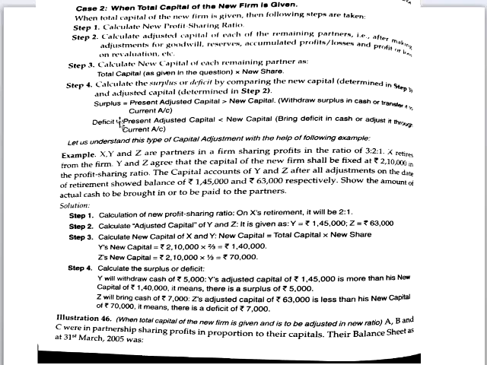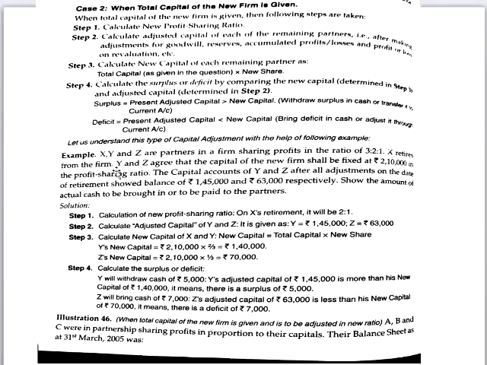So these are the steps you have to follow. Step 1, calculate the new ratio. Step 2, find out the adjusted capital. Step 3, distribute the new capital among the remaining partners in the new ratio. And in the fourth step, find out the differences, whether it is a surplus or a deficit.